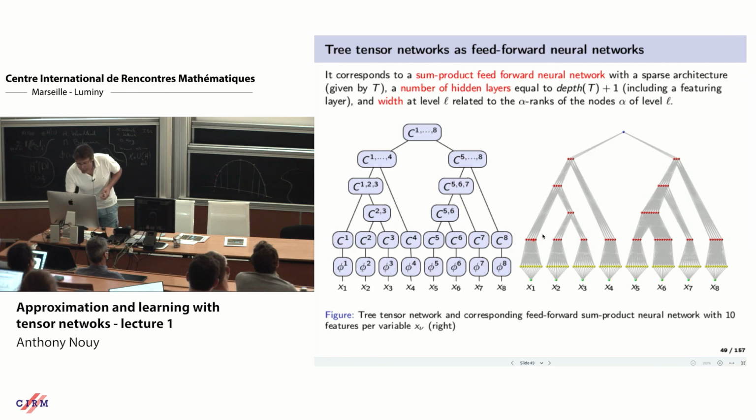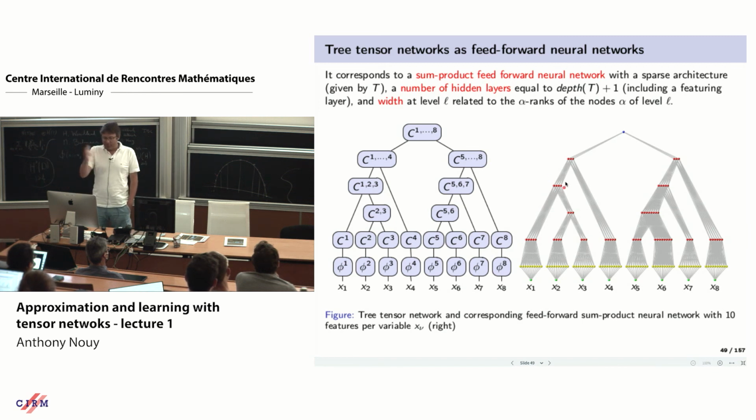And the number of neurons you have on a level is associated with the alpha ranks that you have for the nodes of this level in the tree. Okay? So here I see 3 neurons. It means that the rank R1, 2, 3, 4 is equal to 3. The rank 5, 6, 7, 8 is equal to 3. And so you have different ranks in this tree, and so different numbers of neurons in these different sets.